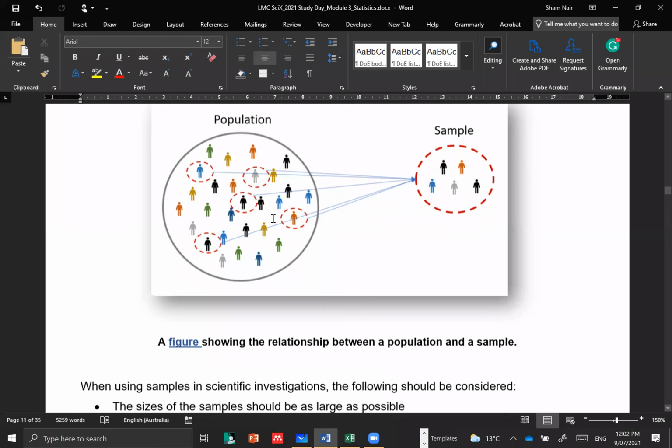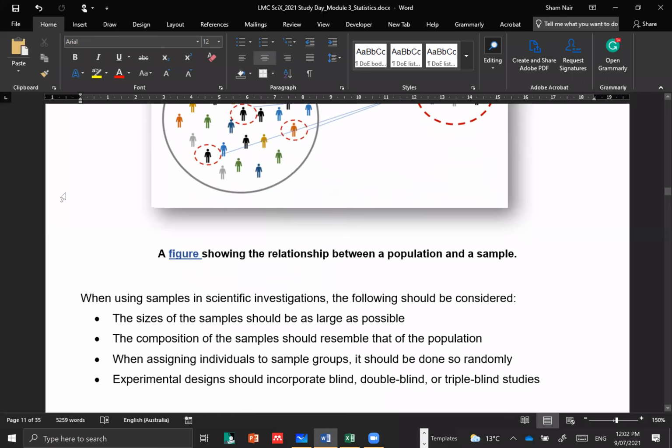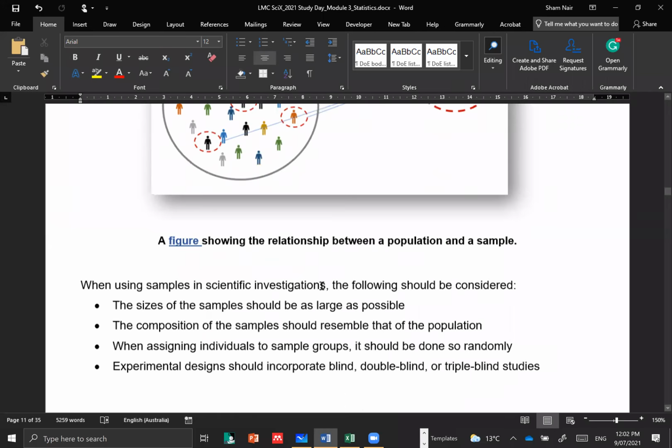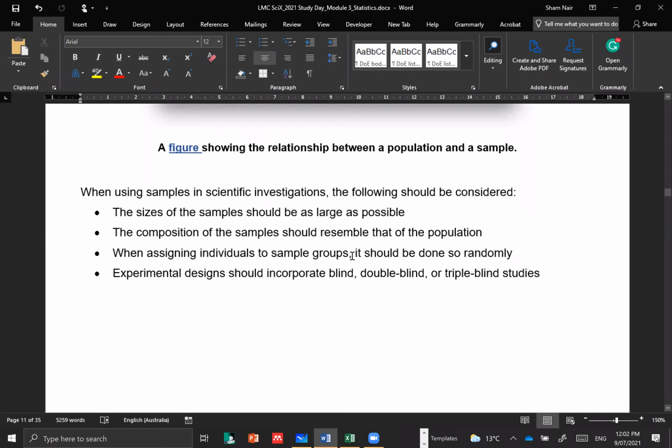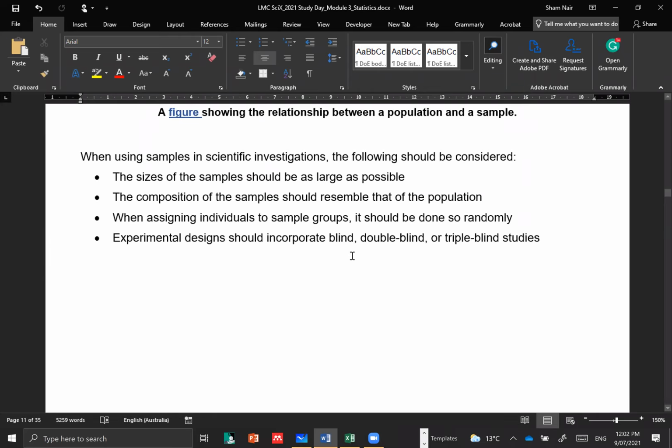All right. So I've given some points about sampling. Just read through this. They're quite straightforward.